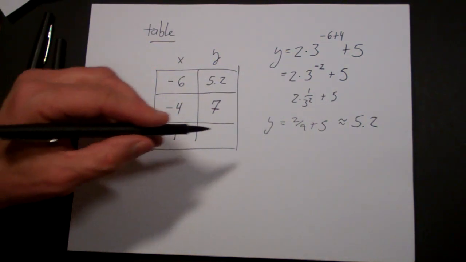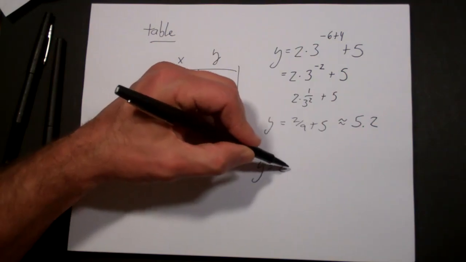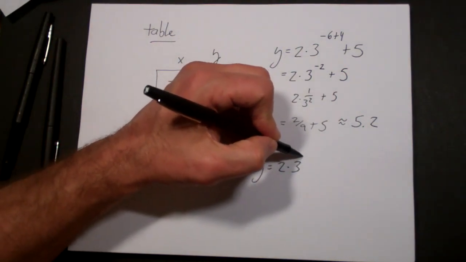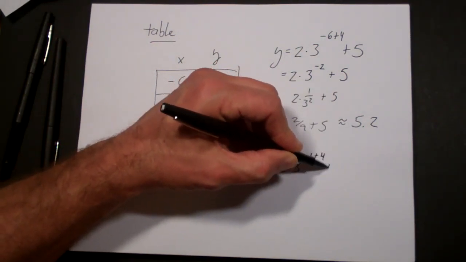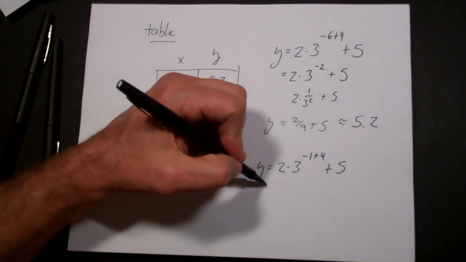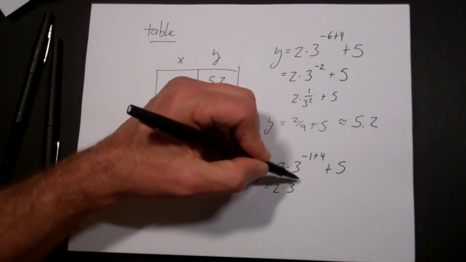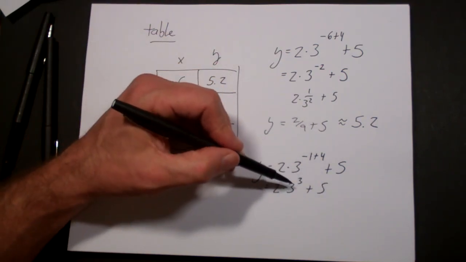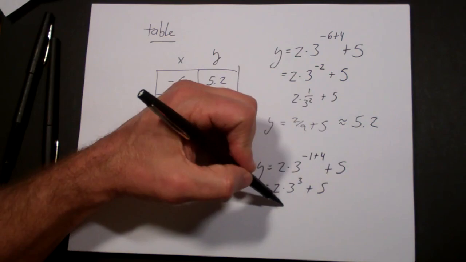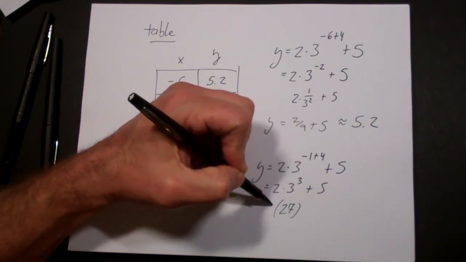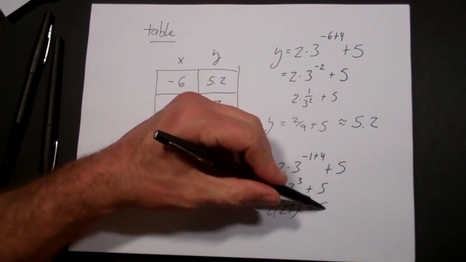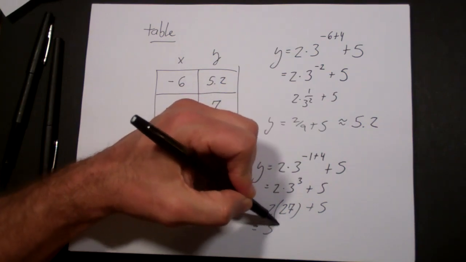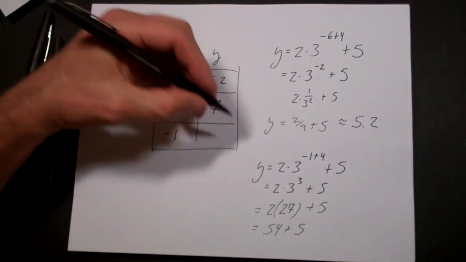Now let's plug in -1. You have y is equal to 2 times 3 to the -1 plus 4, plus 5, which is equal to 2 times 3 to the 3rd, plus 5. 3 to the third is 3 times 3 times 3, that's 27. So you have 2 times 27 plus 5, which is 54 plus 5, or 59.